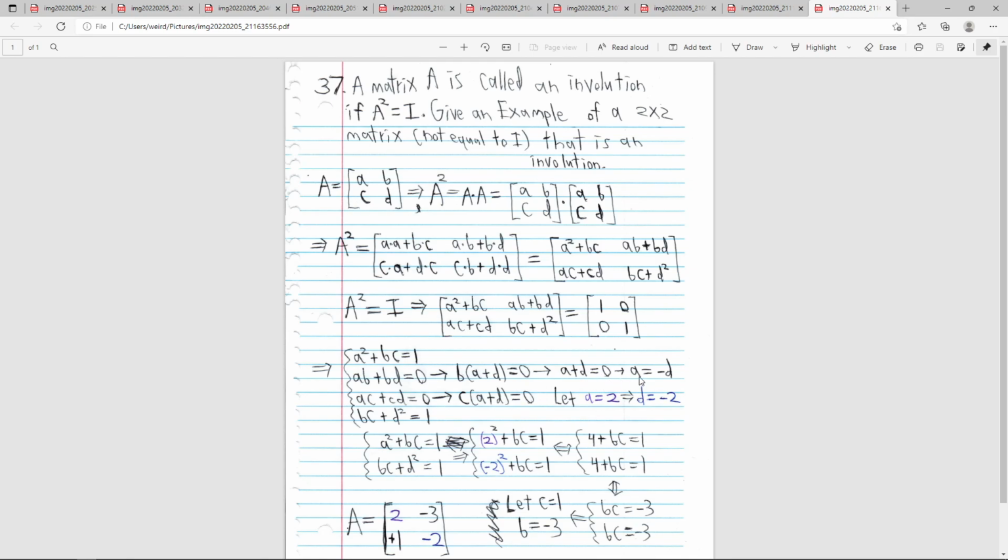So a plus d equals 0 implies that a equals negative d. So a and d are opposite in sign, but they have the same absolute value. So we can let a equals 2 and d equals negative 2. That way, it won't be the identity matrix. That's what matters: as long as this is not I, then it's an involution, because obviously I times I would give you I.